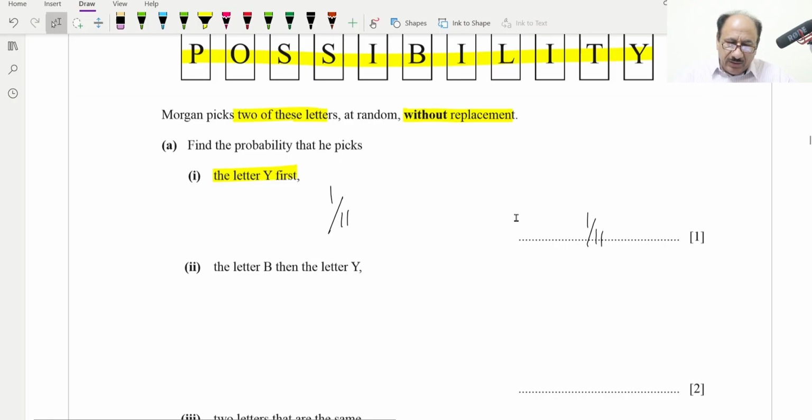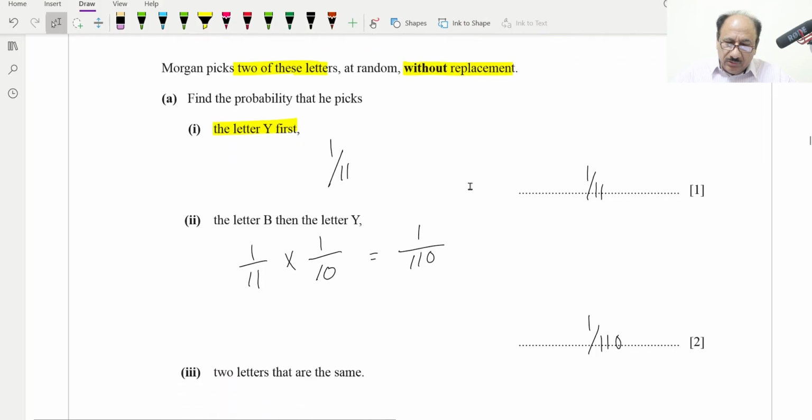Then the second part, the letter B, then the letter Y. For B, it is only one B, so it will be 1 over 11. Then without replacement, the next one will be Y, so Y is also 1, so 1 over 1 less than 11, because 1 is gone and it is without replacement, so it will be 1 over 10. With this simplification, we can write 1 over 110 will be the probability. This is done.